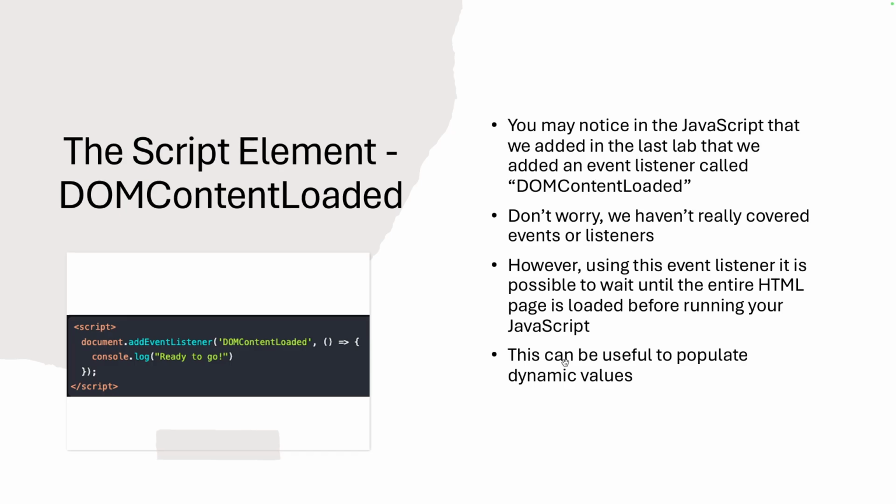You might have noticed that the JavaScript we were running in the previous lab was inside something called an event listener, listening for the DOMContentLoaded event. We haven't really covered this yet. However, this event is useful to wait for the entire page to load before we start running JavaScript on it. Then we can manipulate the page after it is fully loaded. This can be very useful to populate dynamic values, and you'll do this in the lab today.